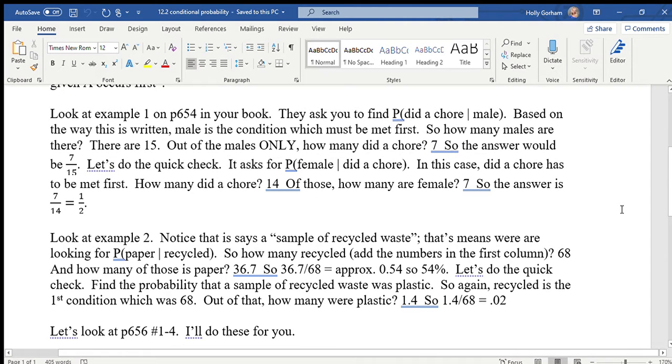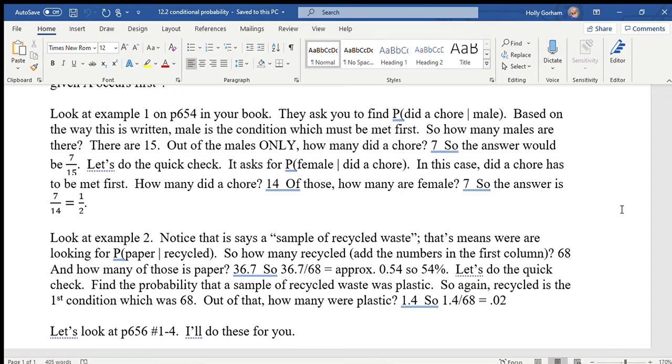What they ask you for is to find the probability that someone did a chore given they are male. So based on the way that's written, male is the condition that must be met first. So you look at the chart to see how many males there are. There are 15. Out of the males only, how many did a chore? That's 7. So the answer would be 7 over 15.